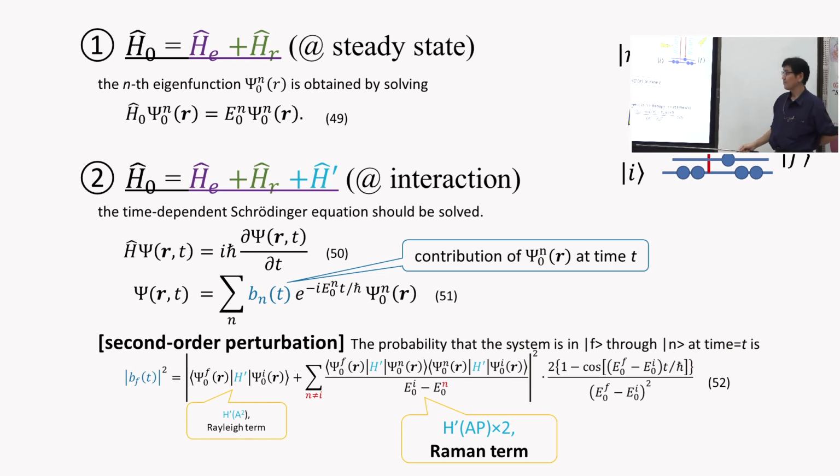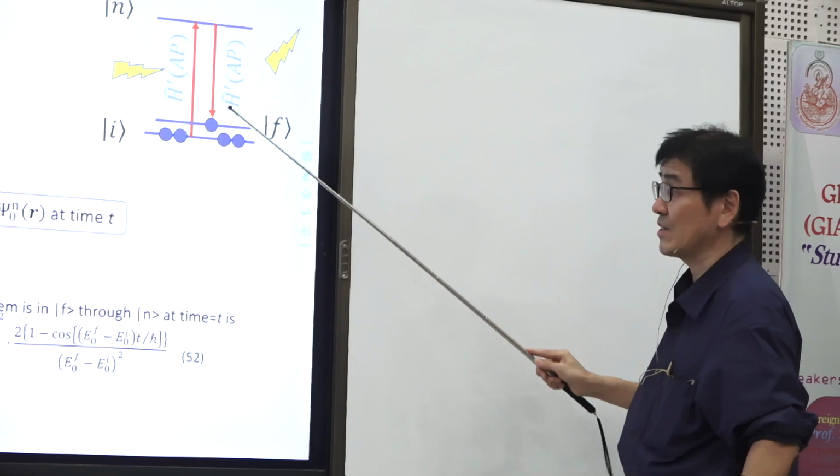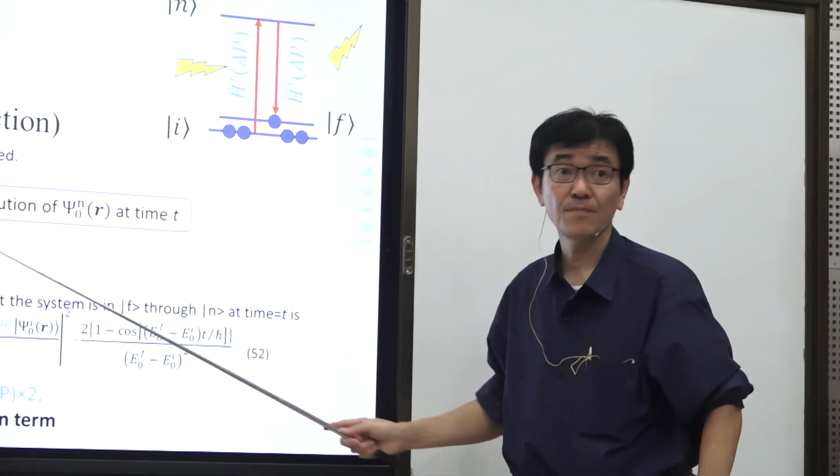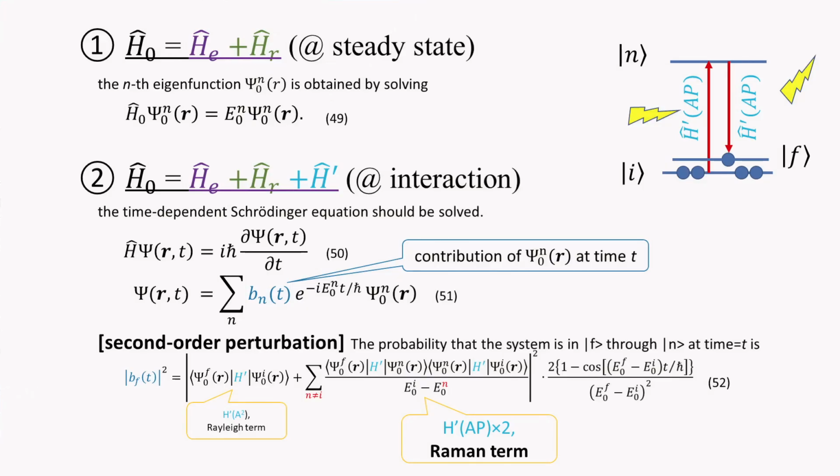Okay? So the intermediate state N appears here and here. So as a consequence of interaction, the state I goes to N. And as a consequence of the second perturbation, the state N goes to F. This is the Raman scattering process, and H prime appears twice. In particular, H prime AP appears twice. Okay? This is the description.